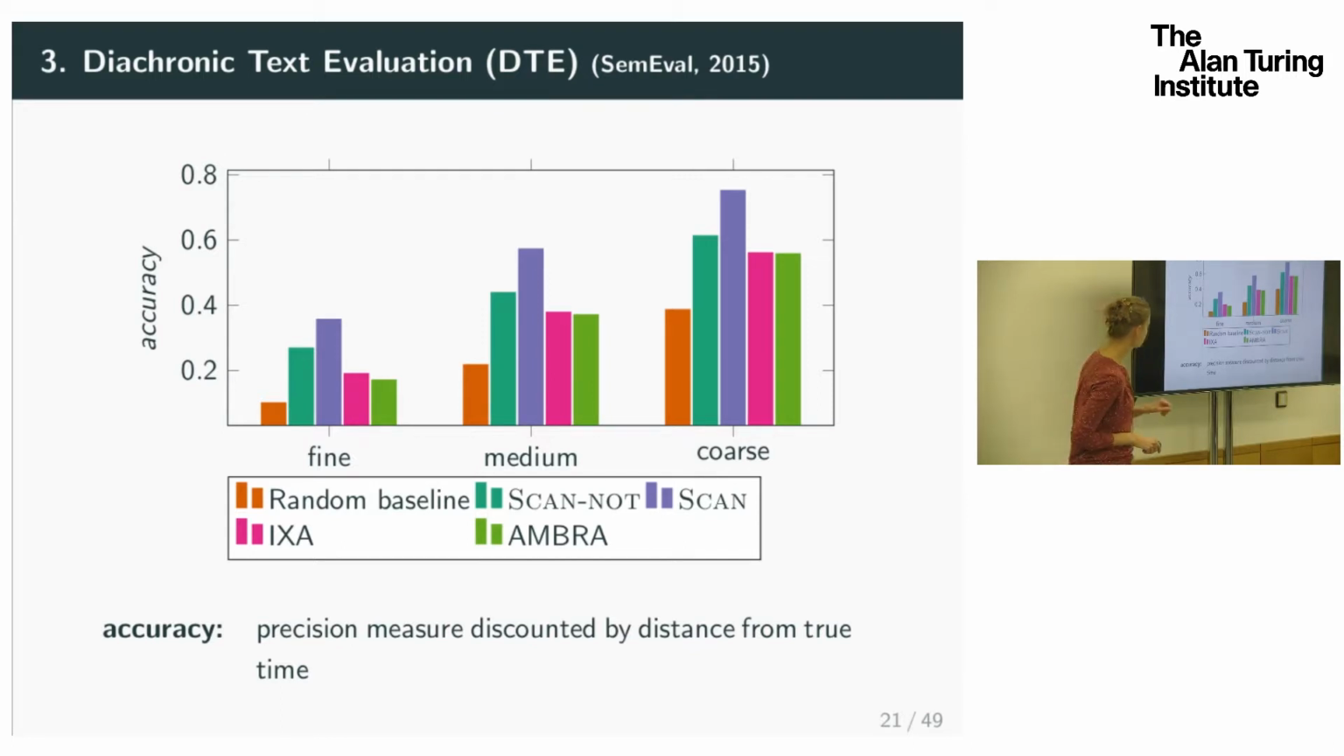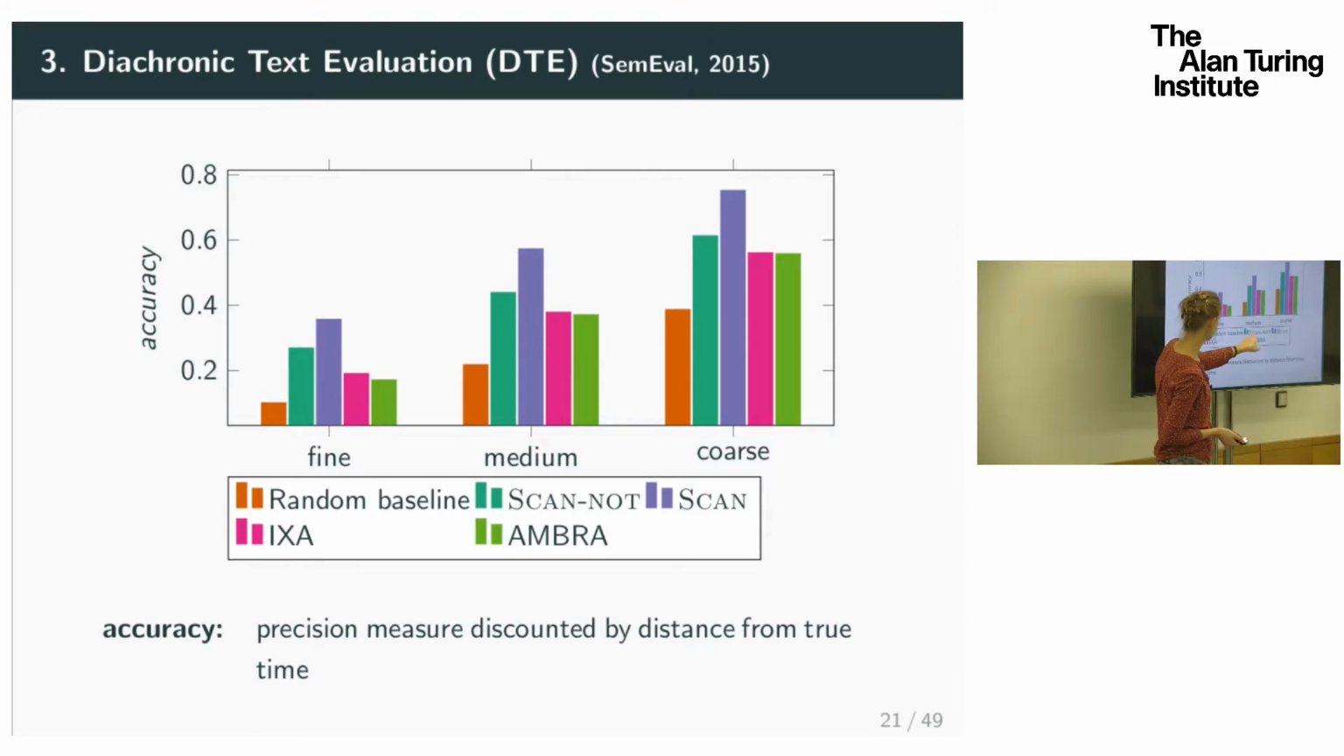And here are the results. So we have a random baseline in orange. We have our full model again in violet. The crippled model where we cut the temporal dependencies like in the previous evaluation. And then IXA and AMBRA are the systems that originally participated in the shared task. And AMBRA uses a learning to rank mechanism. And IXA uses a whole lot, named entities from Wikipedia, WordNet information, also co-occurrence information from Google Books, and so on. And we can see that all models clearly outperform the random baseline, which is good.